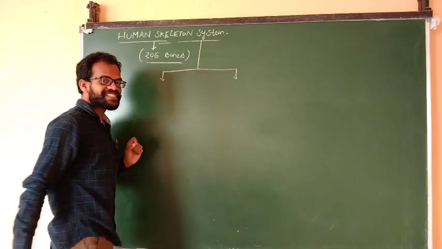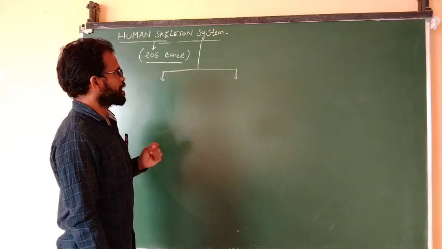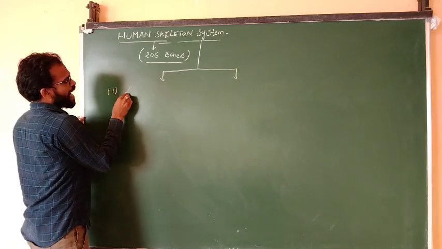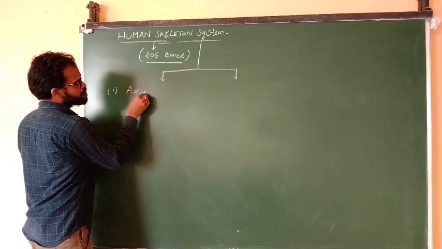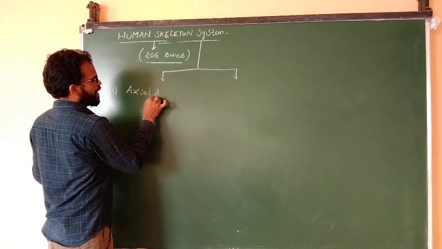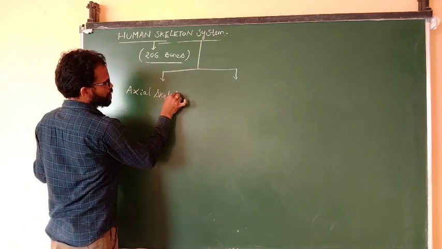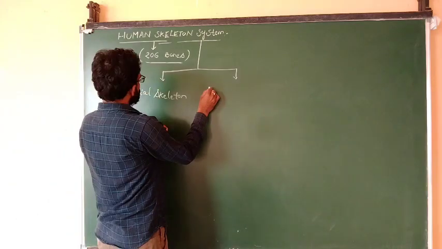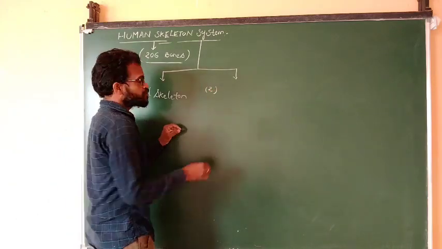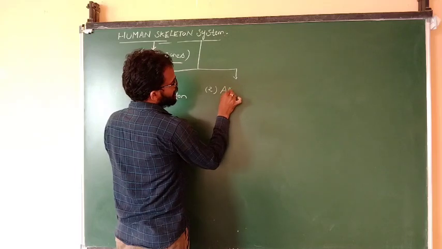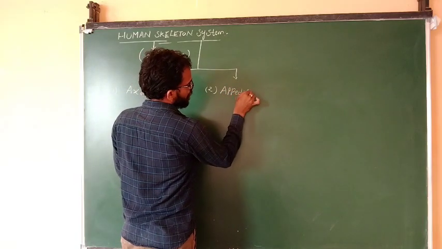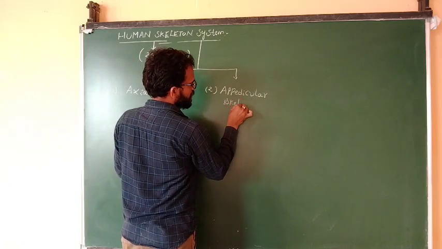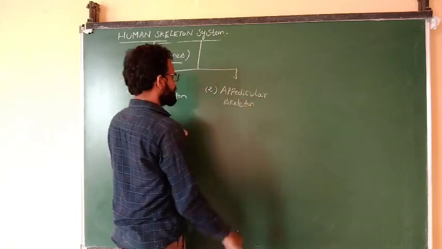The human skeleton system is divided into two types. The first type is the axial skeleton. The second is known as the appendicular skeleton.